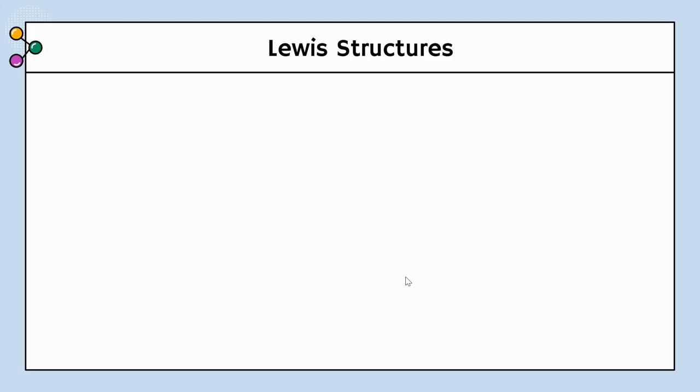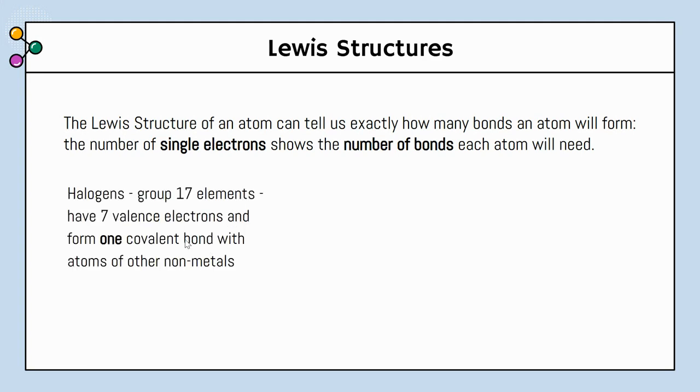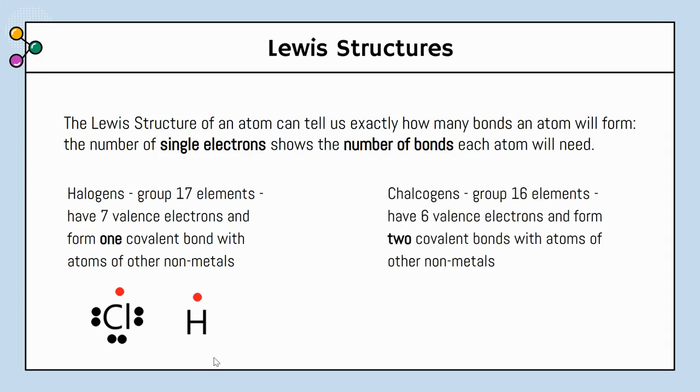But let's jump into Lewis structures. The Lewis structure of an atom tells us exactly how many bonds the atom will form. Just like we said before, the number of single electrons shows the number of bonds. Halogens are group 17 elements, such as chlorine on the bottom here. They have 7 valence electrons, and they'll form 1 covalent bond because they have 1 single electron. Hydrogen is also an example. It's not a halogen, but because it has 1 single electron, it'll form 1 covalent bond.